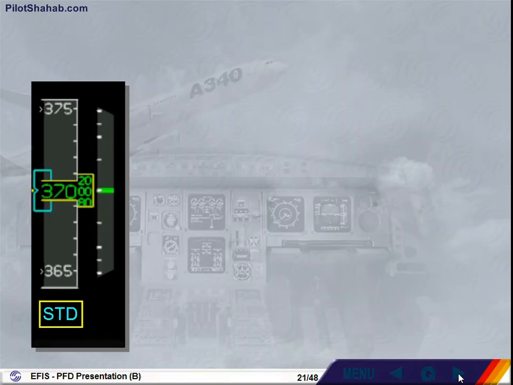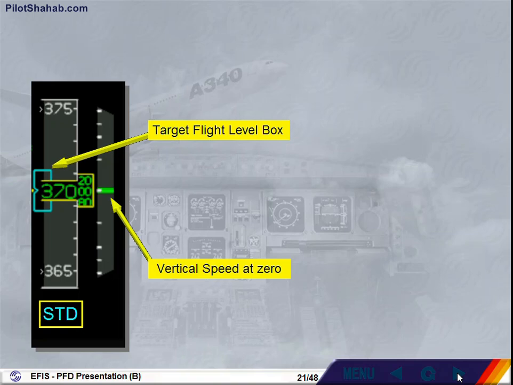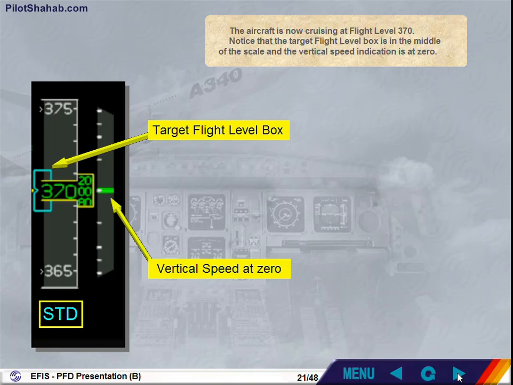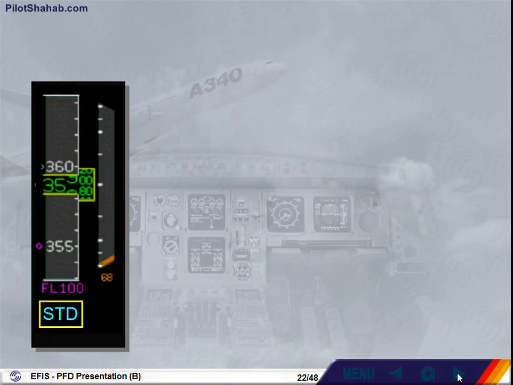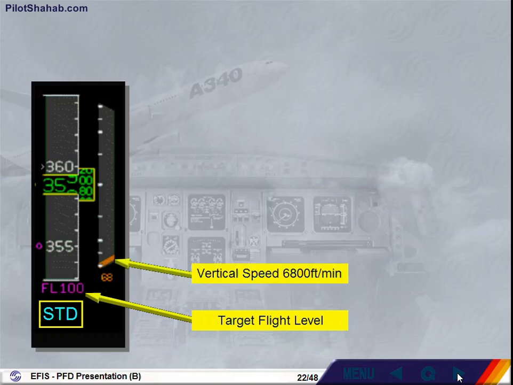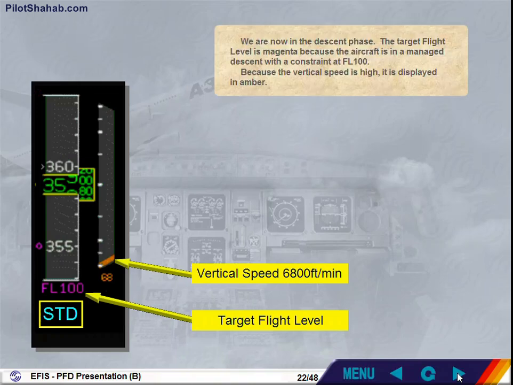The aircraft is now cruising at flight level 370. Notice that the target flight level box is in the middle of the scale, and the vertical speed indication is at 0. We are now in the descent phase. The target flight level is magenta because the aircraft is in a managed descent with a constraint at flight level 100. Because the vertical speed is high, it is displayed in amber.